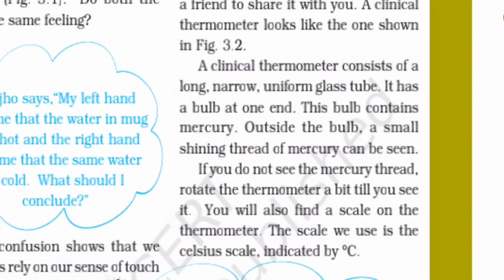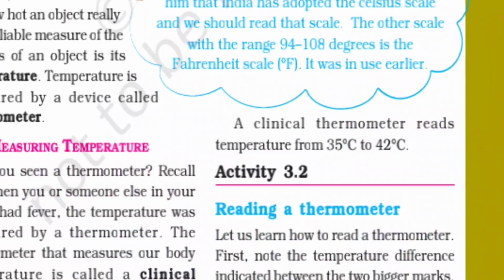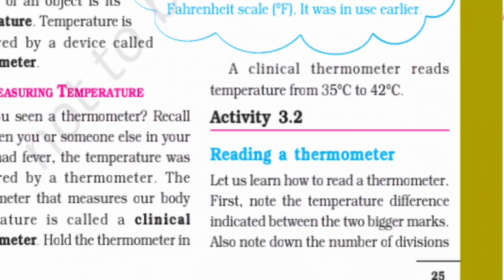A clinical thermometer consists of a long, narrow, uniform glass tube. It has a bulb at one end. This bulb contains mercury. Outside the bulb, a small shining thread of mercury can be seen. If you do not see the mercury thread, rotate the thermometer a bit till you see it. You will also find a scale on the thermometer. The scale we use is the Celsius scale indicated by degrees Celsius. A clinical thermometer reads temperature from 35 degrees to 42 degrees Celsius.